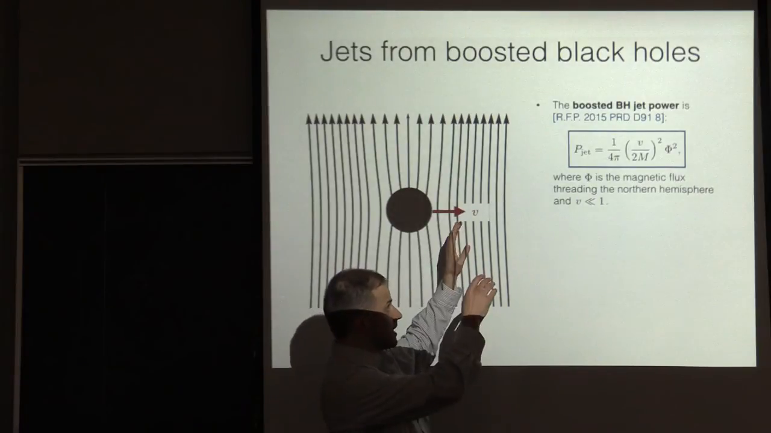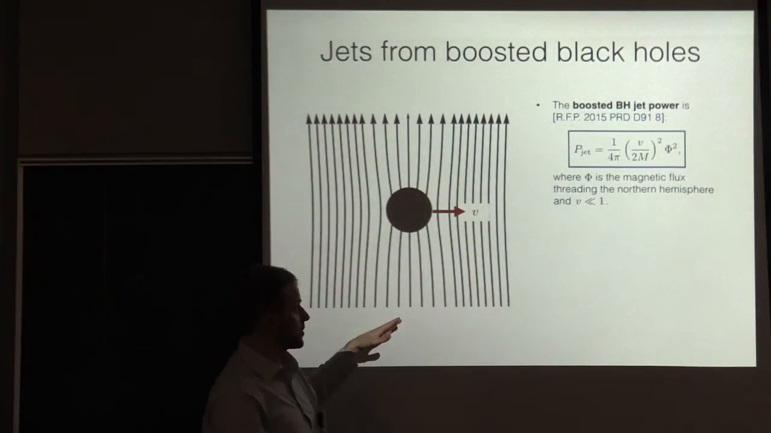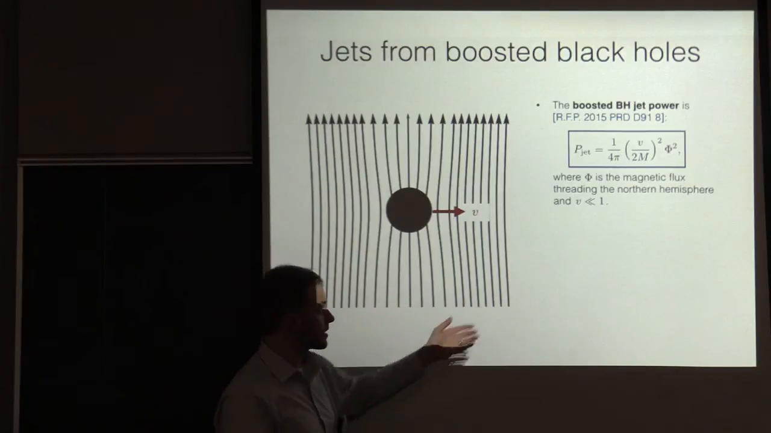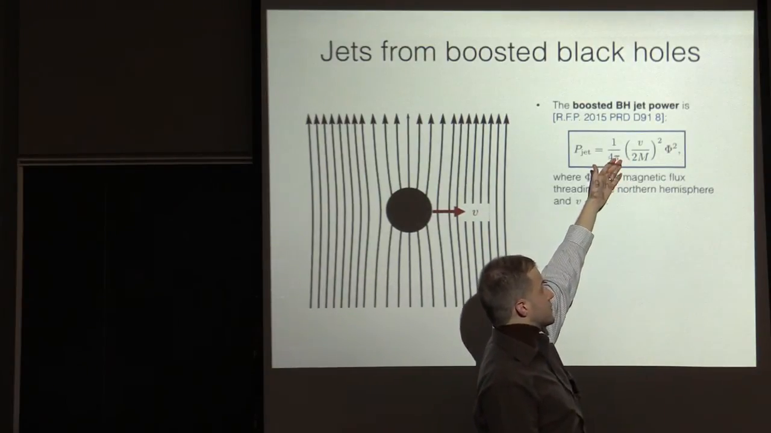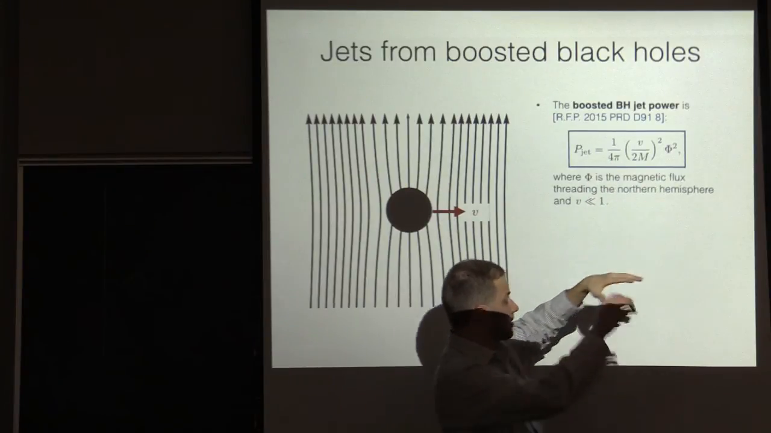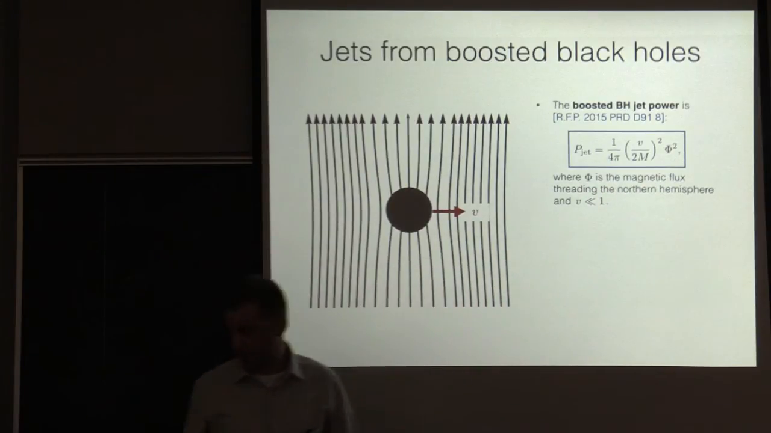But the point is, at the end of the day, you find a nice simple formula for what you expect the jet power to be, given by this. So here's the velocity of the black hole. This is a factor of v over c squared. Here's phi, the amount of magnetic flux on the horizon.